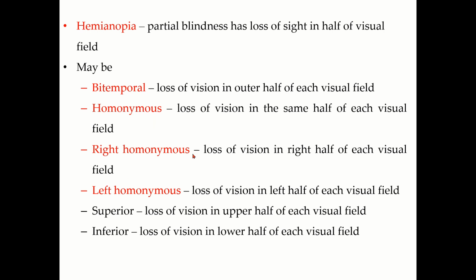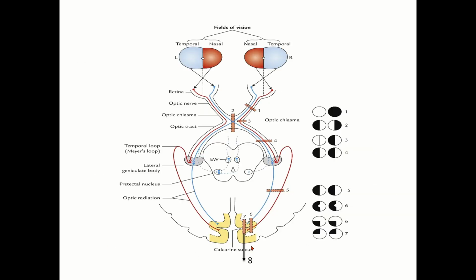So right homonymous hemianopia is loss of vision in the right half of each visual field. Left homonymous is loss of vision in the left half of each visual field. Superior is loss of vision in the upper half of the visual field. Inferior is loss of vision in the lower half of the visual field. Now coming to the actual discussion here.